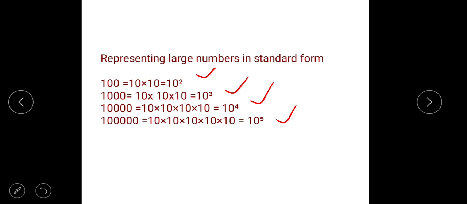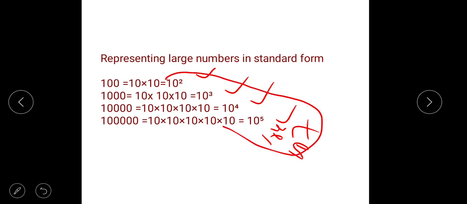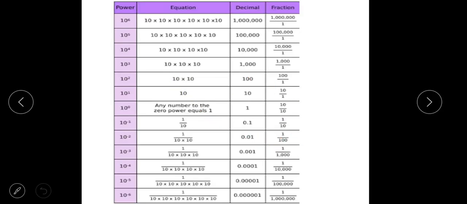What does it mean? These all are powers of 10. Look at this table. It gives everything about powers of 10. Look at the first one. 10 raised to 6, that is 10 lakh, right? 10 raised to 5 is 1 lakh. Yes, 10 raised to 4 is 10,000. 10 four times. 10,000, 1000, 10 square, 100. 10 raised to 1 means 10 itself.